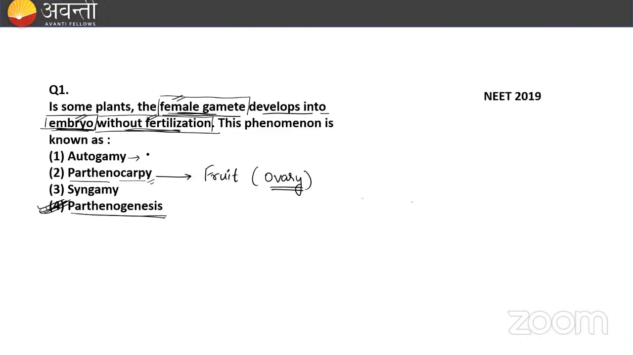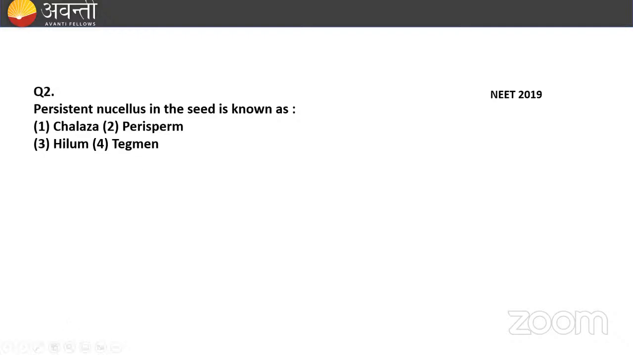And autogamy means self-pollination. So this option is incorrect. Option 2, parthenocarpy, is also incorrect. Syngamy is the fusion of the male and the female gamete. So this is also incorrect. The correct option is option number 4, parthenogenesis. Now it's clear to everyone.